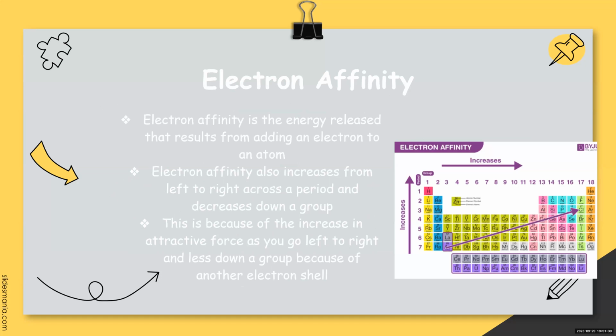All right, for electron affinity, it's basically the energy released that results from adding an electron to an atom. It also increases from left to right across a period and decreases down a group. And that's because of the increase in attractive force as you go left to right and less down a group because of another electron shell. So basically the same reason.